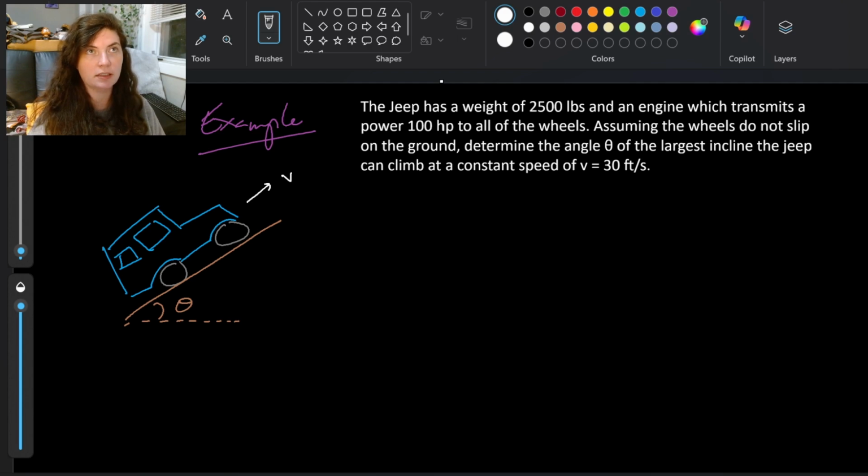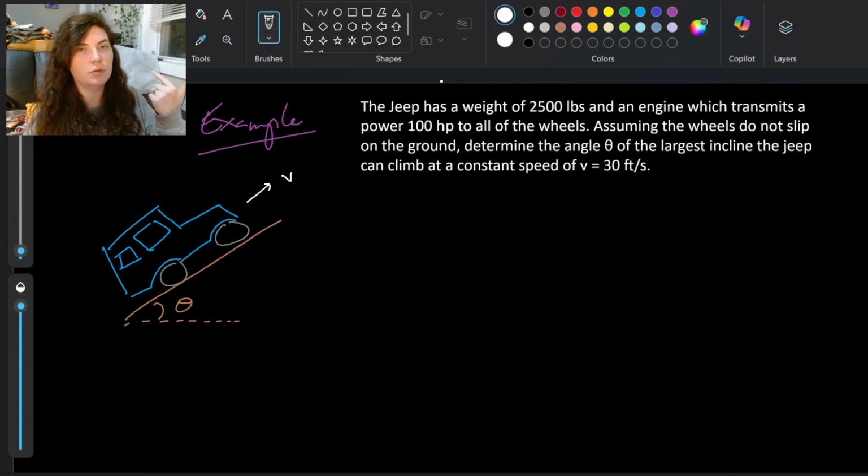Determine the angle theta of the largest incline the Jeep can climb at a constant speed of v equals 30 feet per second. I know that it can feel really overwhelming with all of these words a lot of times, but just remember, always use your free body diagrams, always break it down, figure out what the thing you're trying to find is, and then maybe some equations that can help you get there.